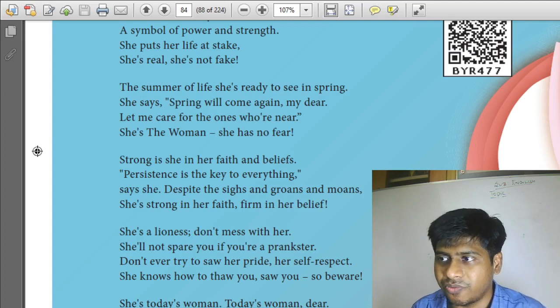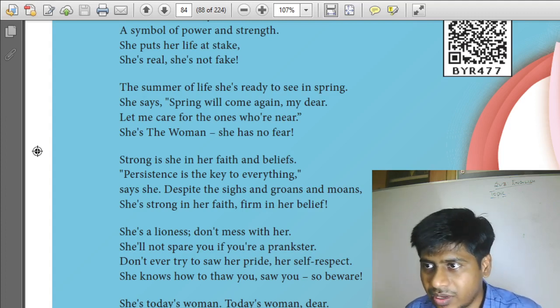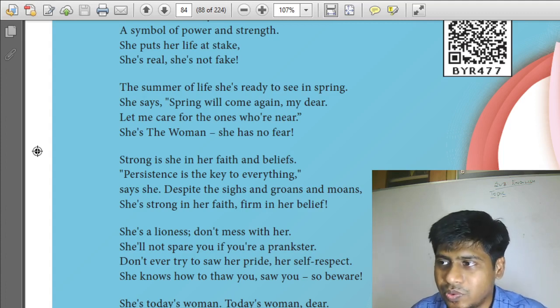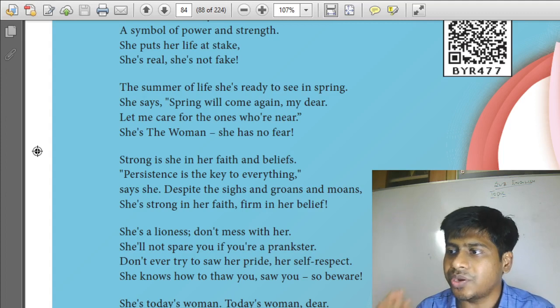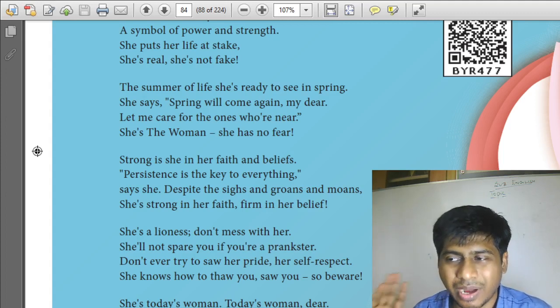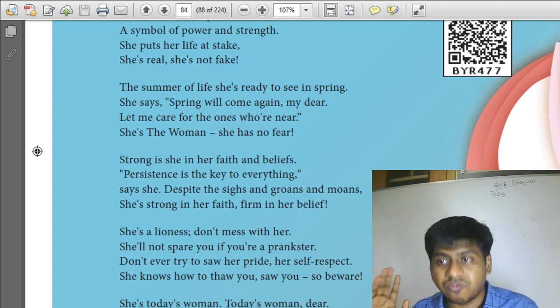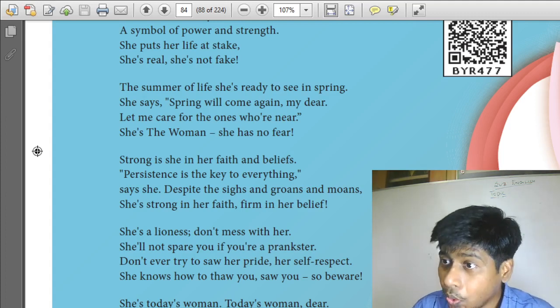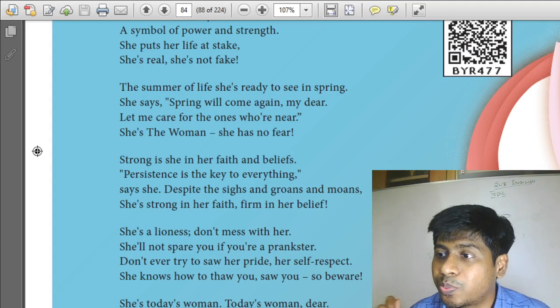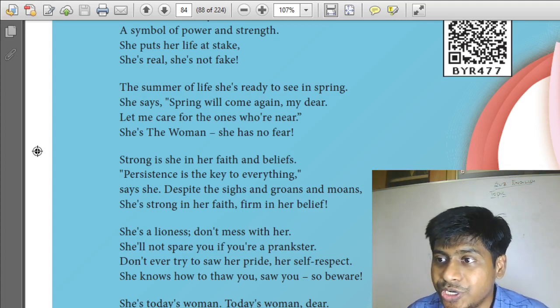If you are a prankster, if you do naughty things for fun, she will not spare you. She will not forgive you. She will not leave you unpunished. If you want to prank her, if you want to just fool her around, she'll not spare you. Don't ever try to saw her pride, her self-respect. She knows how to thaw you, saw you, so beware.